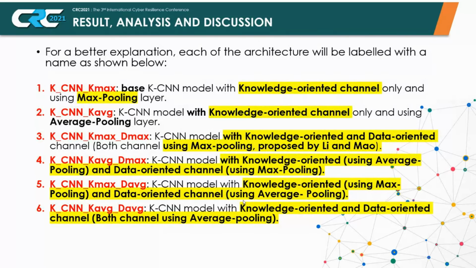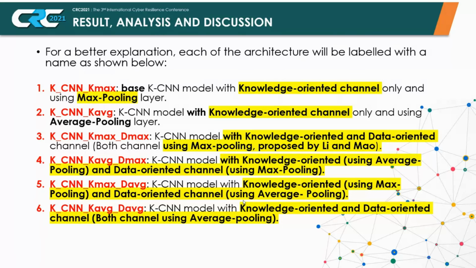Next is to compare the 6 different architectures. For a better explanation, I have labeled them with their names. As you can see, the first and second are KCN KMax and KAVG, where AVG represents the average pooling layer. The first one is the base KCN model, which we developed in phase 2, with the knowledge-oriented channel only and using the max pooling layer. The second one, KAVG, changes the max pooling layer to the average pooling layer. The third one is KCN KMax_DMax. This architecture contains a knowledge-oriented and a data-oriented channel, which was proposed by Lee and Mao.